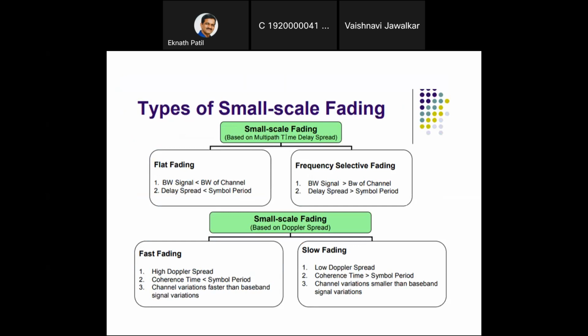Slow fading is the case of Doppler spread where the coherent time is greater than the symbol period, and the channel variation is smaller than the baseband signal variation. So this gives us the summary of small signal fading, which has two types: the multipath time delay spread and the Doppler spread. The multipath time delay spread has flat fading as well as frequency selective fading, and the Doppler spread has fast fading and slow fading. It depends on the coherent time and the symbol period. That is the main part in the case of the Doppler spread also.